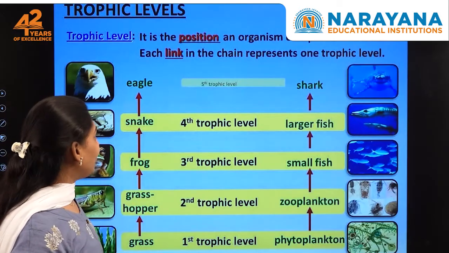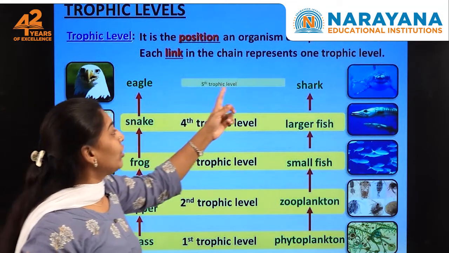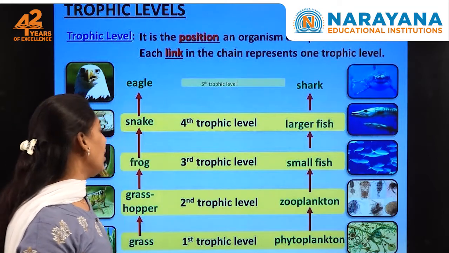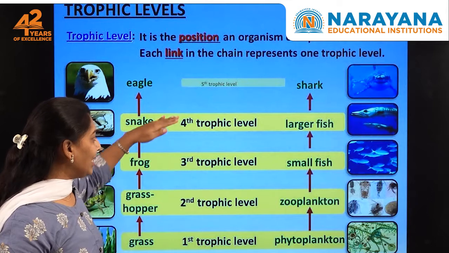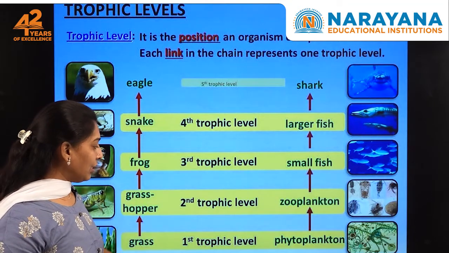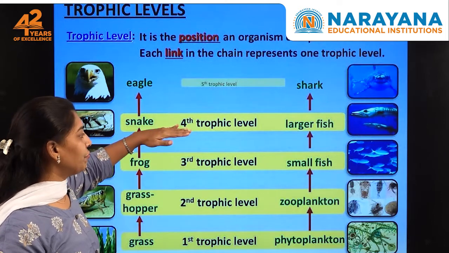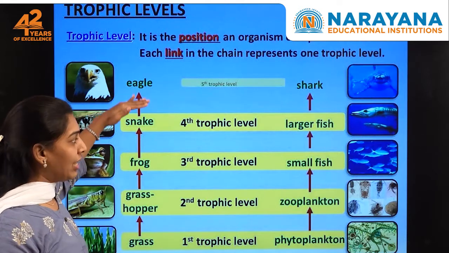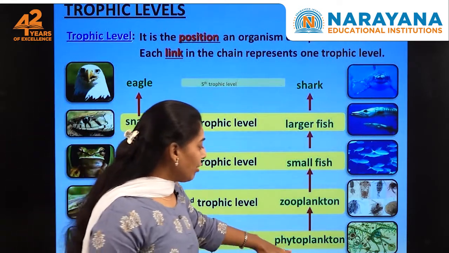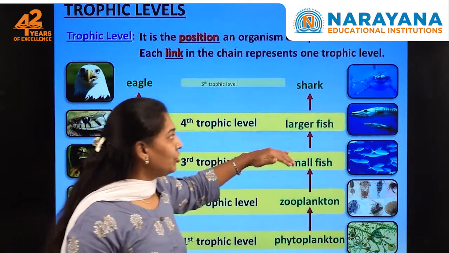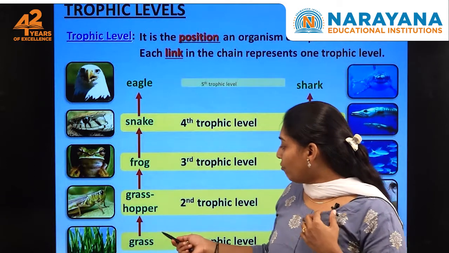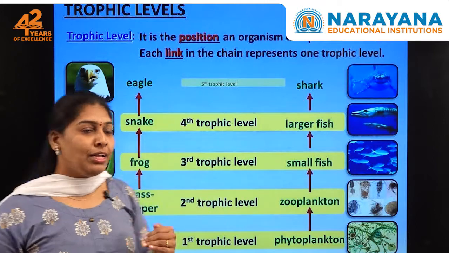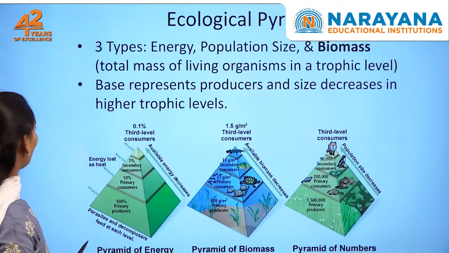So let's see the trophic levels here. The trophic level is the position an organism occupies in a food chain. Each link in the chain represents a trophic level. So first trophic level, second trophic level, third trophic level and the fourth trophic level, going from downward to upward direction. For example, phytoplankton, zooplankton, small fishes, larger fishes and the shark. Or grass, grasshopper, frog, snake and the eagle. Each trophic level represents depending upon other organisms for their food.